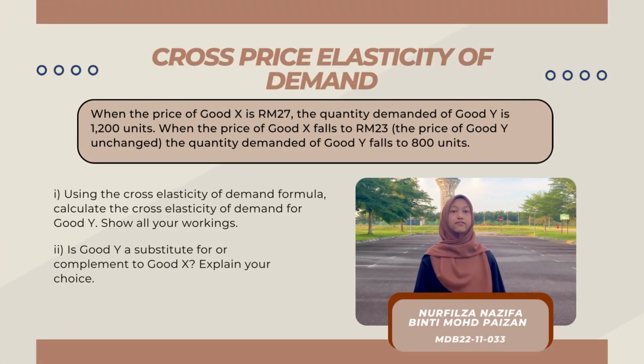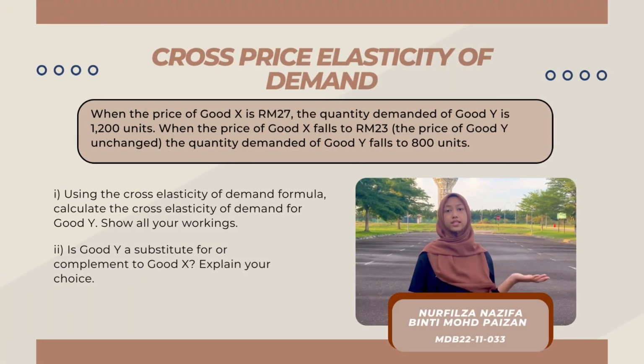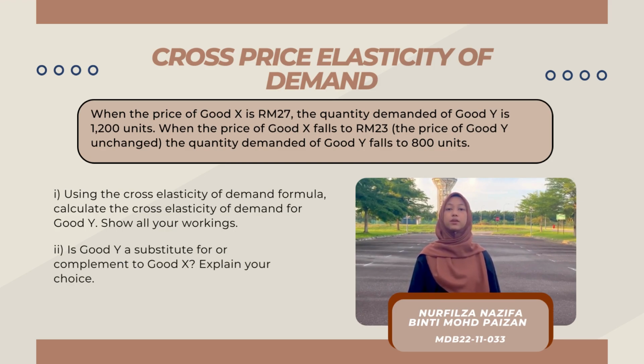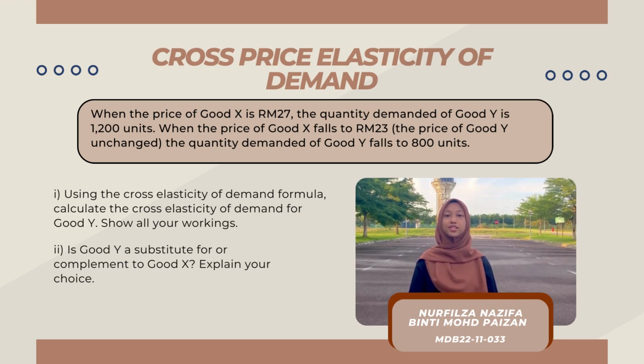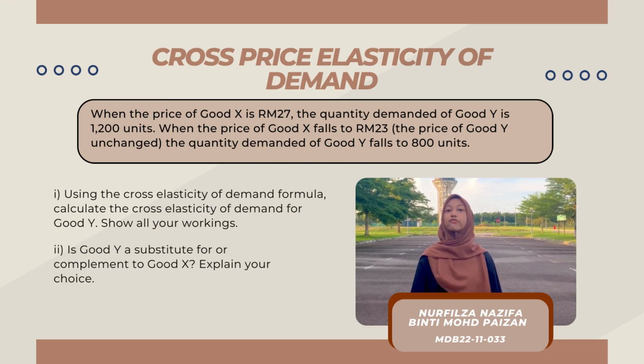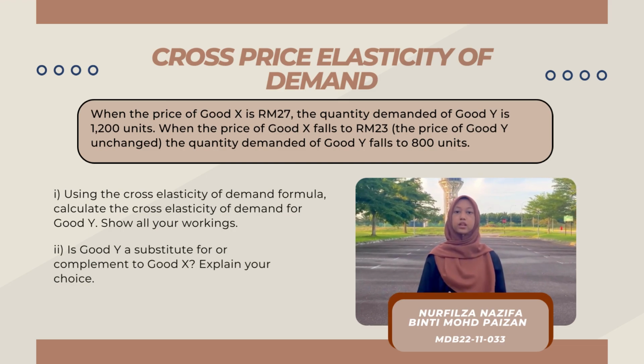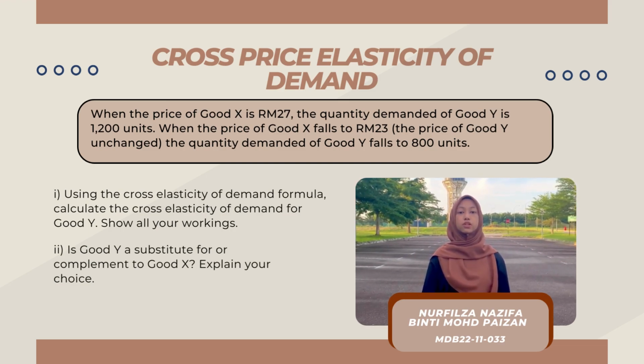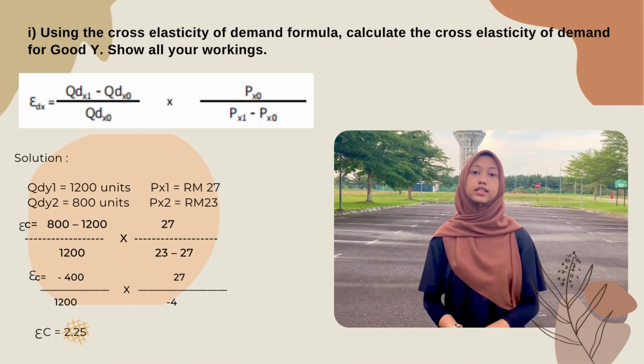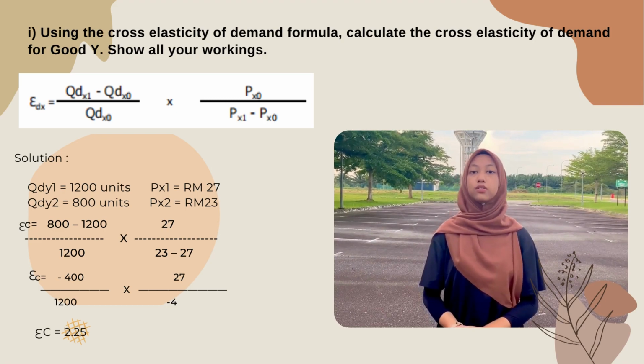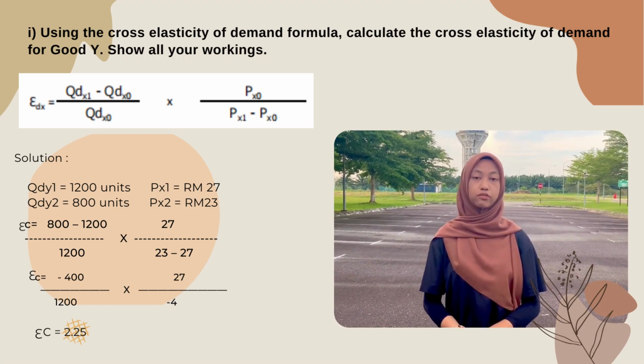So, let's study the given question. When the price of good S is RM27, the quantity demanded of good Y is 1,200 units. When the price of good S falls to RM23, the quantity demanded of good Y falls to 800 units. Using the cross elasticity of demand formula, calculate the cross elasticity of demand for good Y.